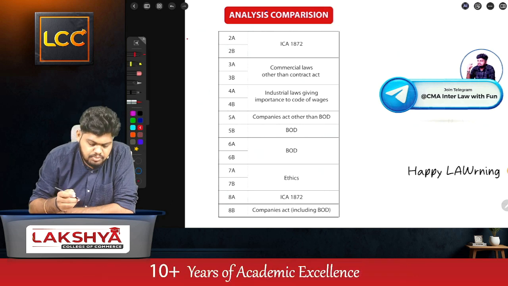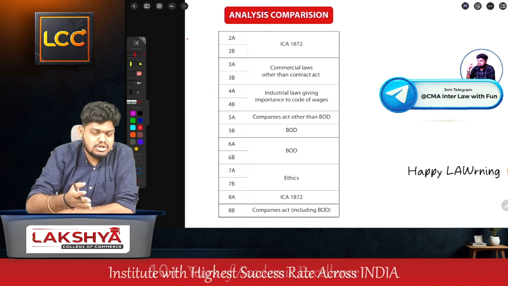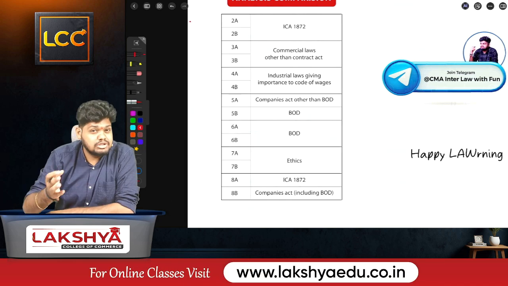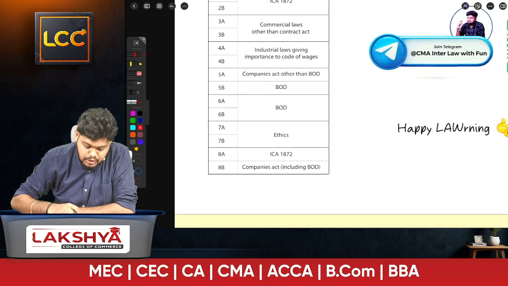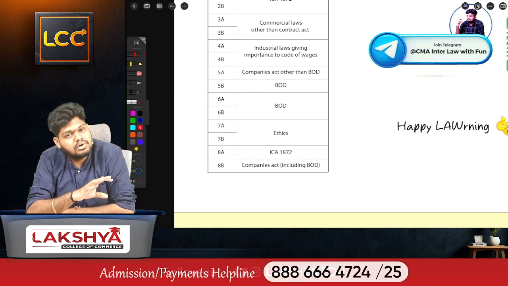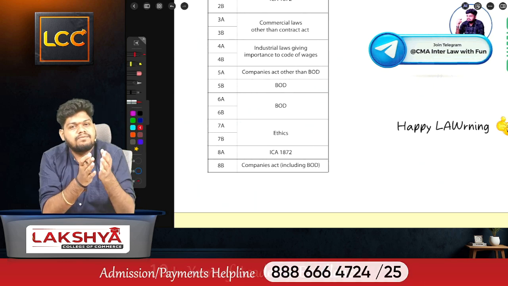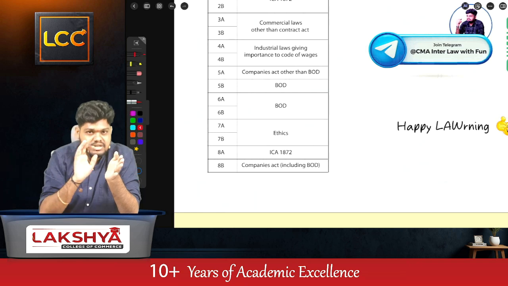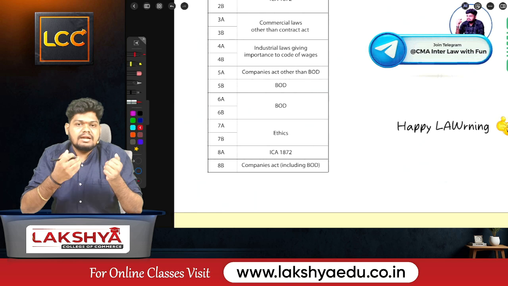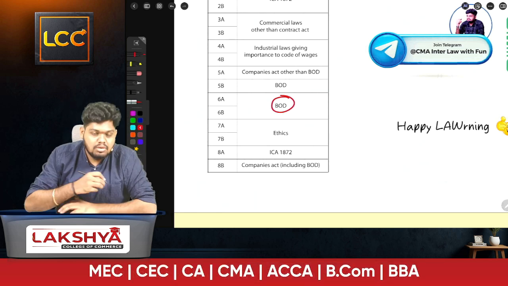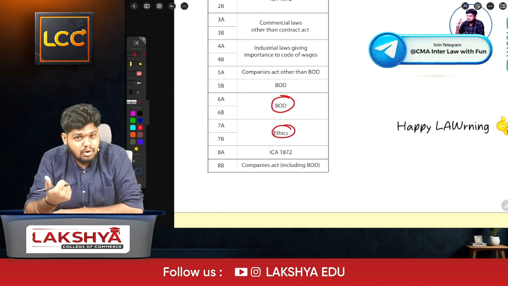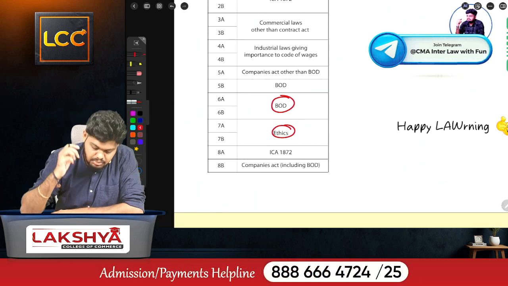Question number 2A, 2B is always Contract Act, special contract and the normal contract. Question number 3A, 3B is always commercial laws except the Contract Act. Question number 4A is always your industrial laws, giving more importance to the Code on Wages. Question number 5A is always Companies Act. Question 5B is always Board of Directors. Question 6A and 6B is always your Board of Directors. 7A, 7B always your ethics. 8A from contract, 8B from Companies Act.